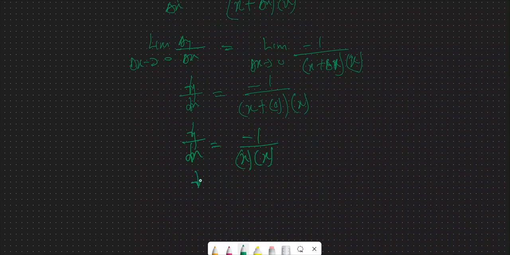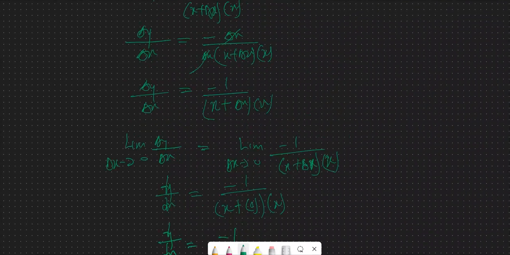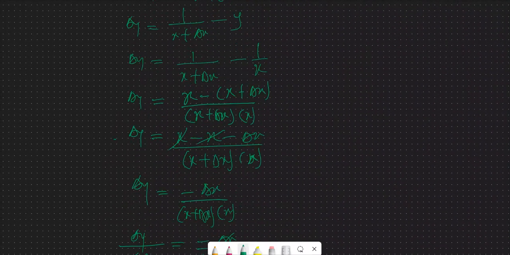So we have dy/dx equals minus 1 over x squared. So this is how to solve this question.